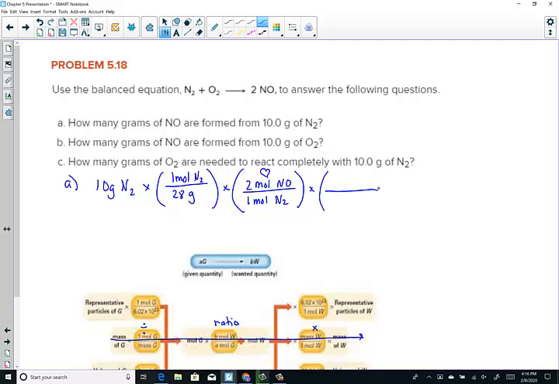Here now, 14 plus 16, that gives us a molar mass of 30 grams of NO in every 1 mole of NO. Did you get an answer? Let me catch up. 10 divided by 28 times 2 over 1 times 30. My answer reads 21.4, I'll say 0.4, that's good, grams of NO.